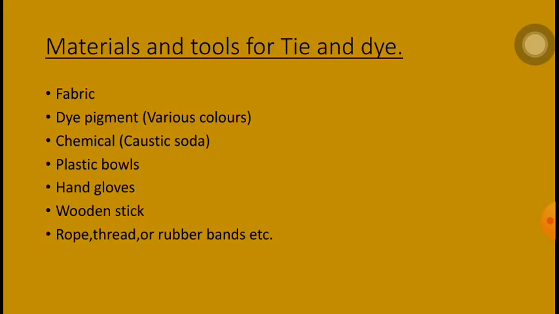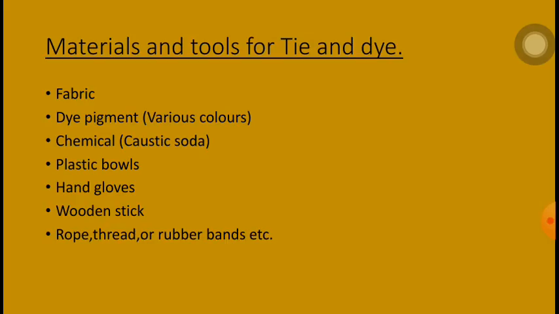Now, materials and tools for tie and dye. Firstly, we have our fabric. Remember I said it must be a white fabric, so get your white fabric. Then two, dye pigments, dye of various colors. Depending on what you want to do, if you want to work with just one color of dye, it's okay. If you want to work with different colors, you have to get various colors of dye.